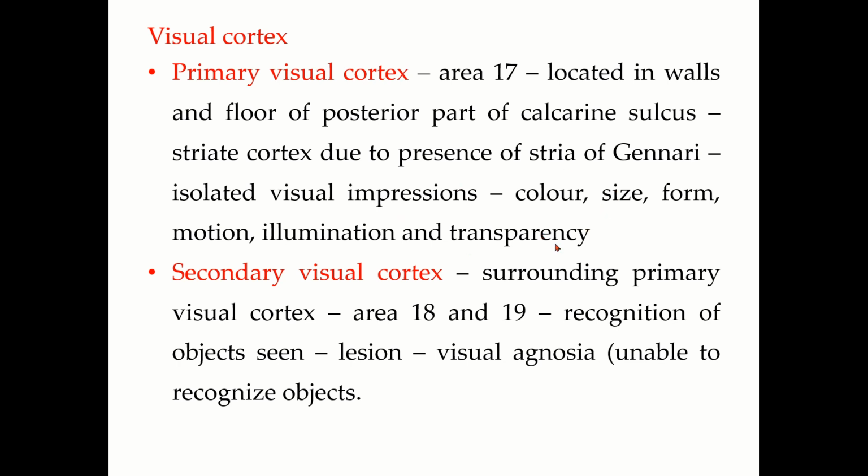But combining all these and identifying what we see is done by the secondary visual cortex, which surrounds the primary visual cortex, areas 18 and 19, for recognition of objects seen. A lesion of the secondary visual cortex will cause visual agnosia, being unable to recognize objects.